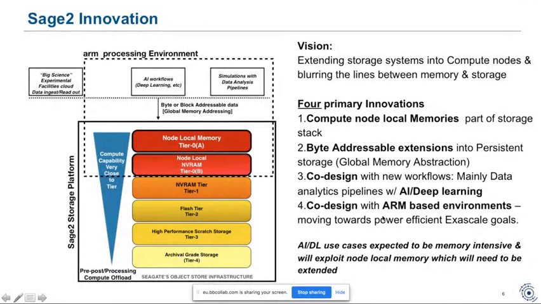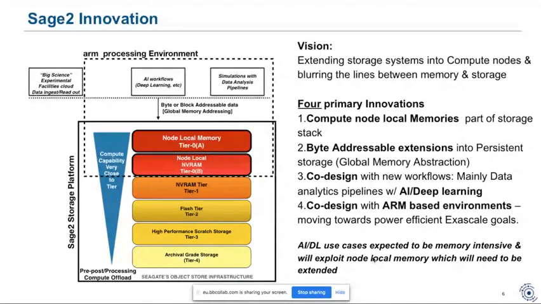And then last but not least was co-design with ARM-based environments. All the systems that we built in Jülich were x86-based systems. We wanted to make sure that we also work closely with a separate low-power environment, so we started looking at ARM, especially because of the issue of trying to get better power and much more energy efficiency as we get closer to exascale. And storage should really play a big part as well.